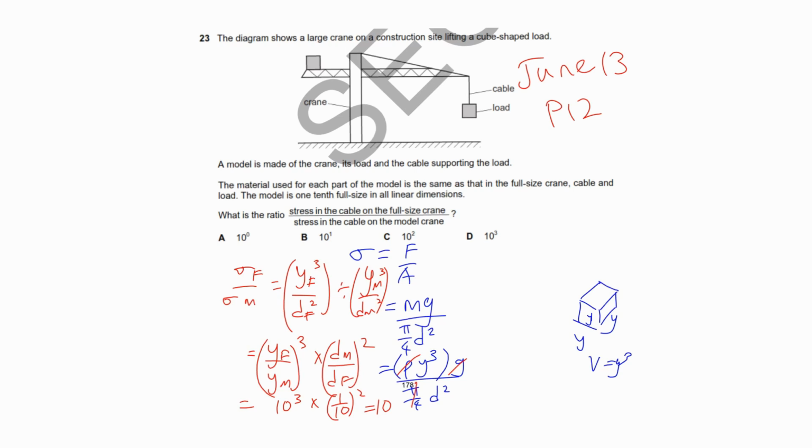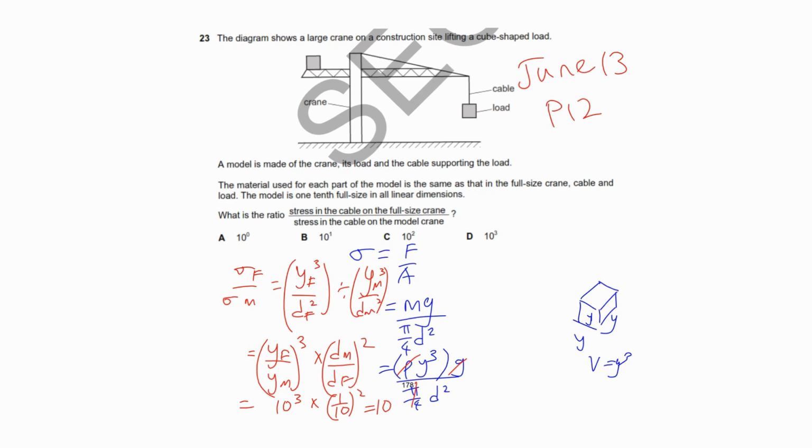So therefore, the load in the model will obviously be smaller than the load in the full size. They told me that the load here is a cube-shaped load. So assuming it's cube-shaped and the sides are y, then y cubed would give me the volume, and y by itself is actually a linear dimension. So what I would do is I will change mass to linear dimension by taking density times the volume, which is y cubed. So y here is a linear dimension, so we can use y cubed here.